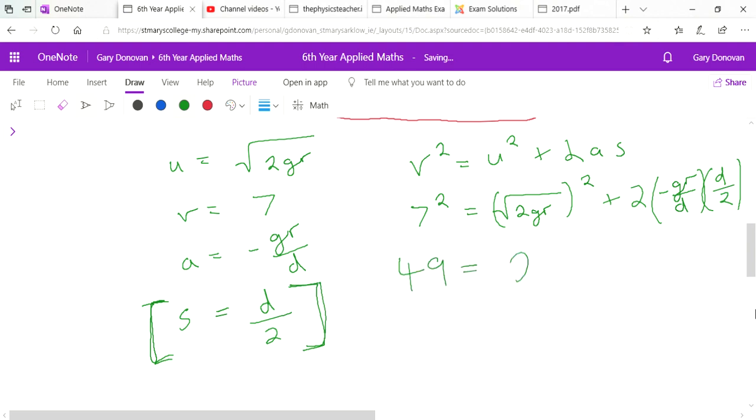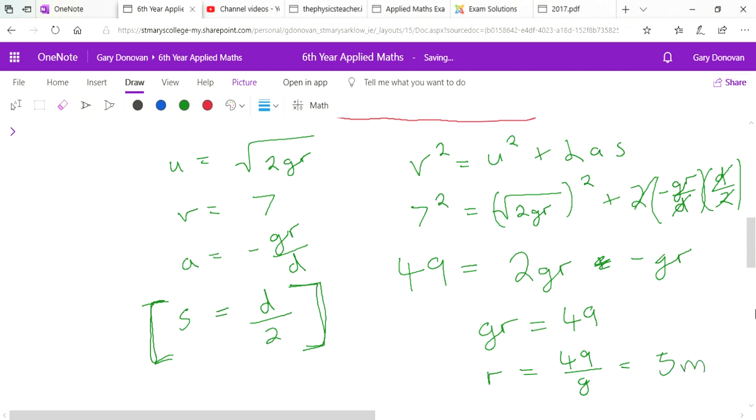49 equals 2gr plus, the 2's cancel, d's cancel, so minus gr. So gr equals 49, which means r equals 49 over g, so r equals 5 meters. And that's your answer.